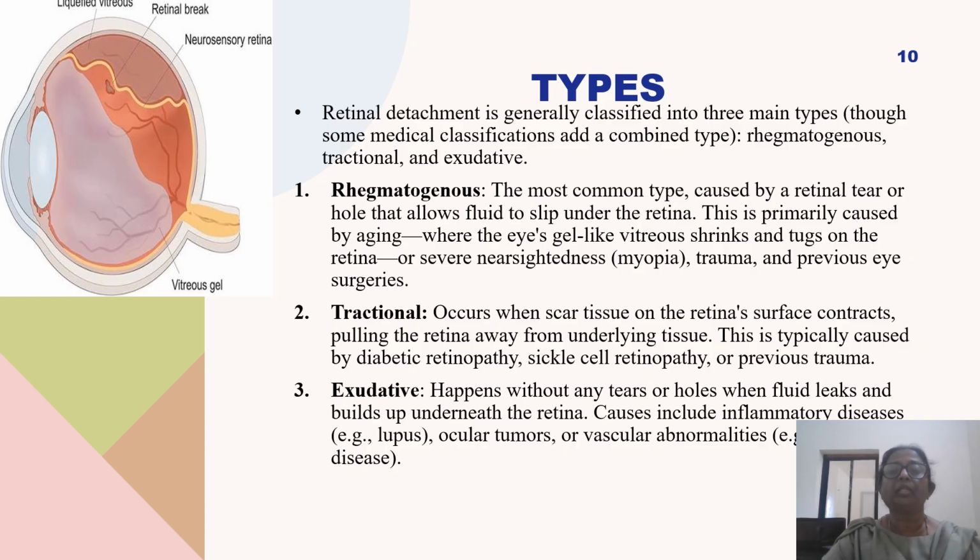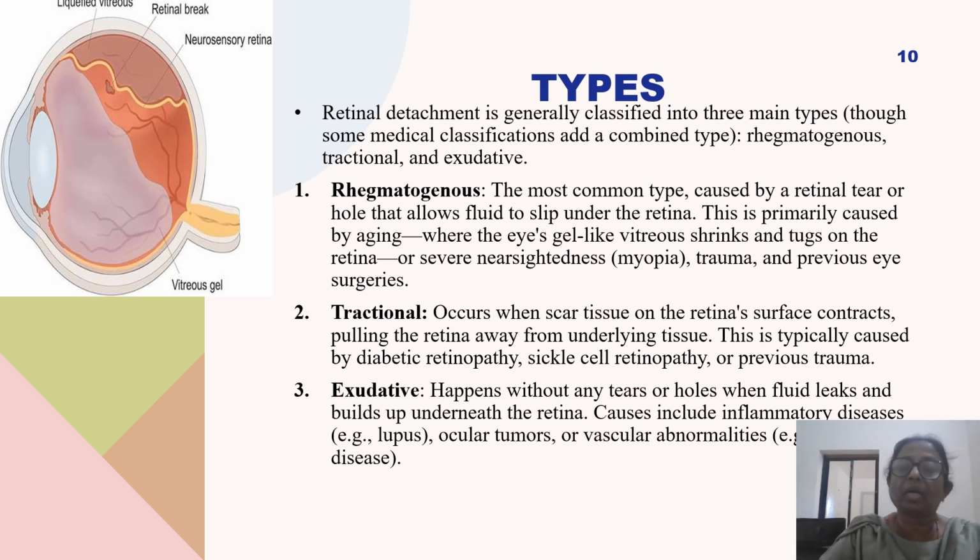So retinal detachment is generally classified into three main types. First one is rhegmatogenic, the most common type, caused by a retinal tear or hole that allows fluid to slip under the retina. This is primarily caused by aging, where the eye's gel-like vitreous shrinks and tugs on the retina, or by severe nearsightedness or myopia, trauma, and previous eye surgeries.